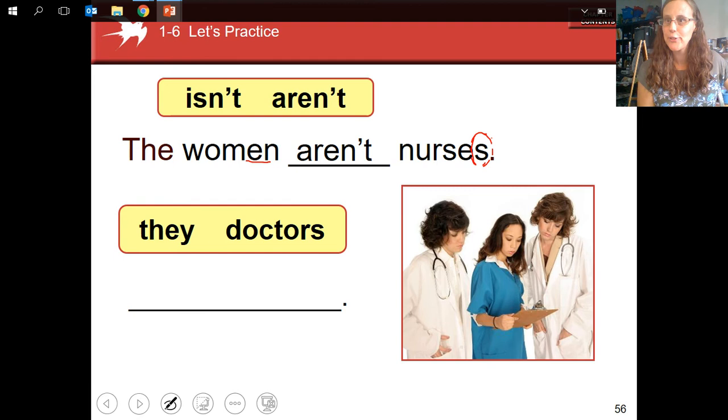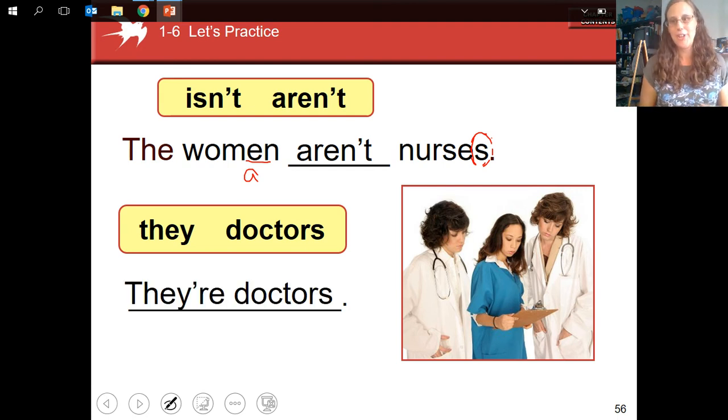Remember, women is plural. Woman with an A is singular, one. Okay, so now let's look at contraction and affirmative, saying yes. The women aren't nurses, but yes, doctors. What's the sentence? The sentence is, they're doctors, using a contraction. They're doctors. No contraction, they are doctors. Okay, let's do a few more.